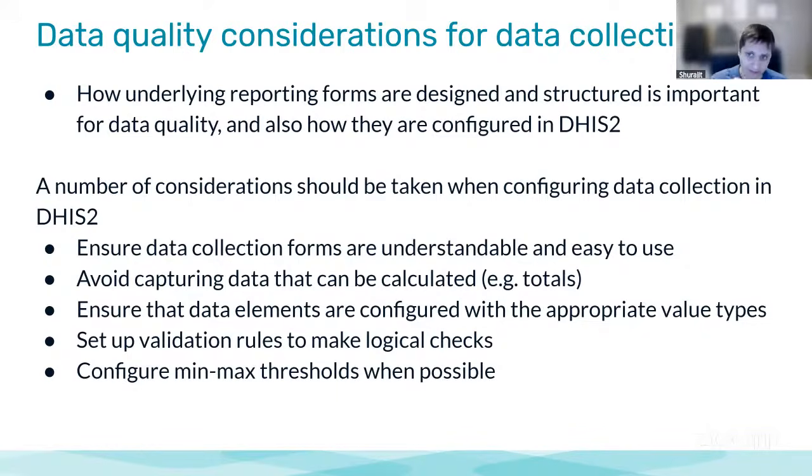I know there are some methods to triangulate as well, and that's why in some cases you want it separately, but in the case that you can get away with it, it can be helpful. Ensure that the data elements are configured with the appropriate value types. So for example, if a value should not be negative, maybe the data element should not accept a negative value. Set up validation rules and configure min-max thresholds when possible as well. And we'll discuss some of these further.